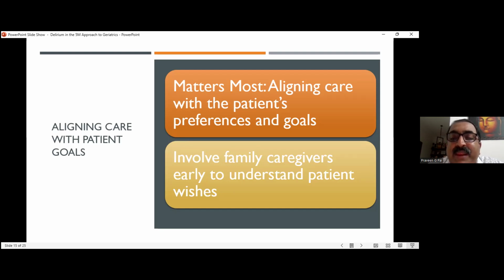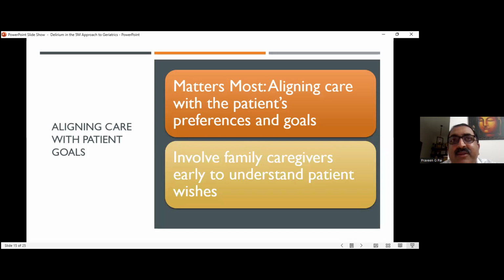So when the prioritized problem list came, the differential diagnosis which we make comes towards the end or towards the middle. It's not the first one. So this is what we have to understand very much. And this is possible only if we can involve the caregivers, who understand their wish.